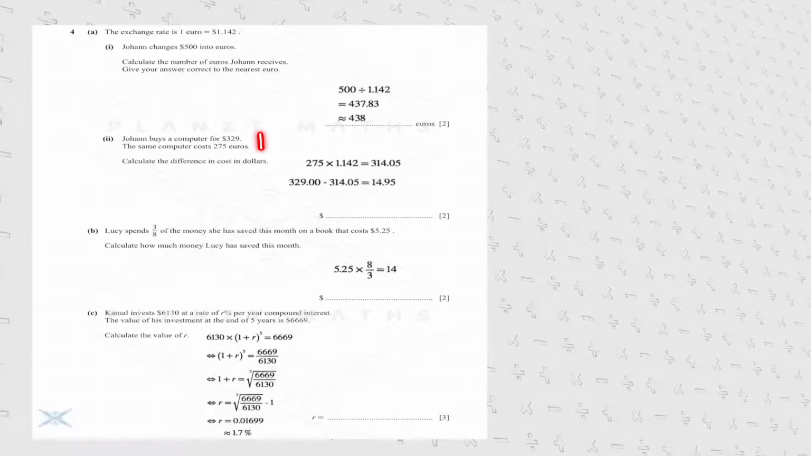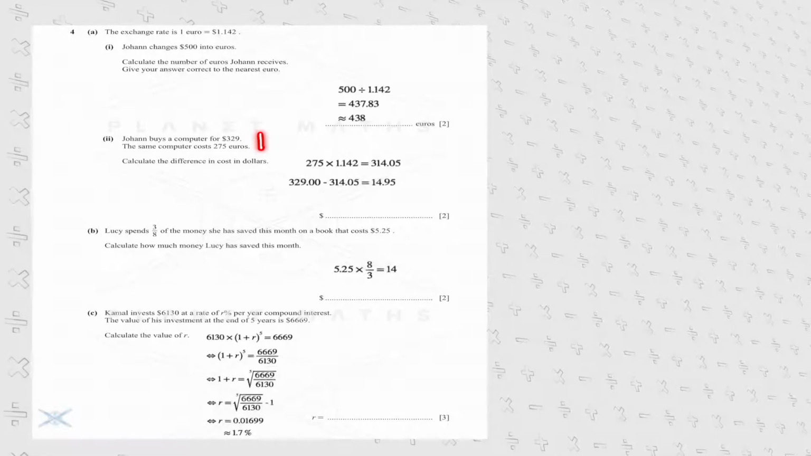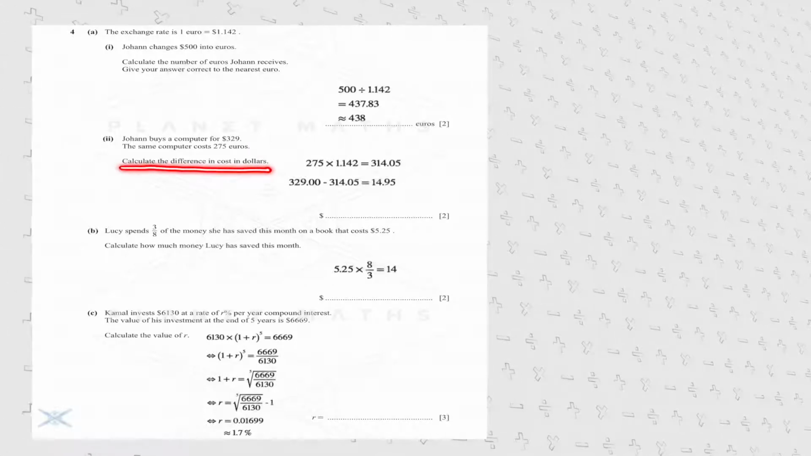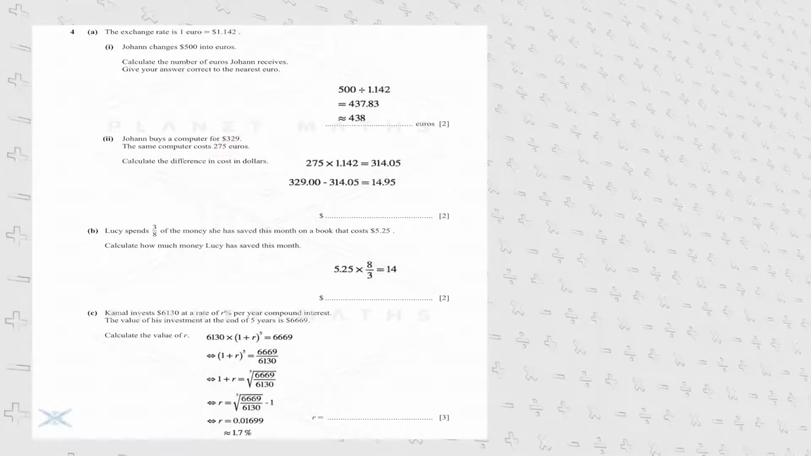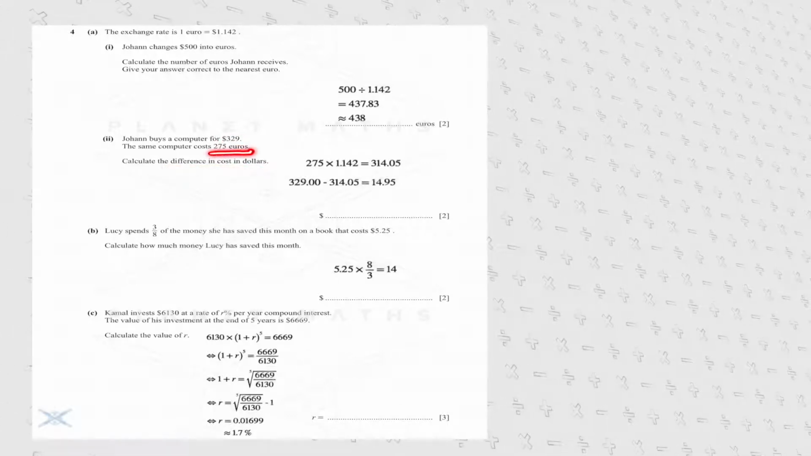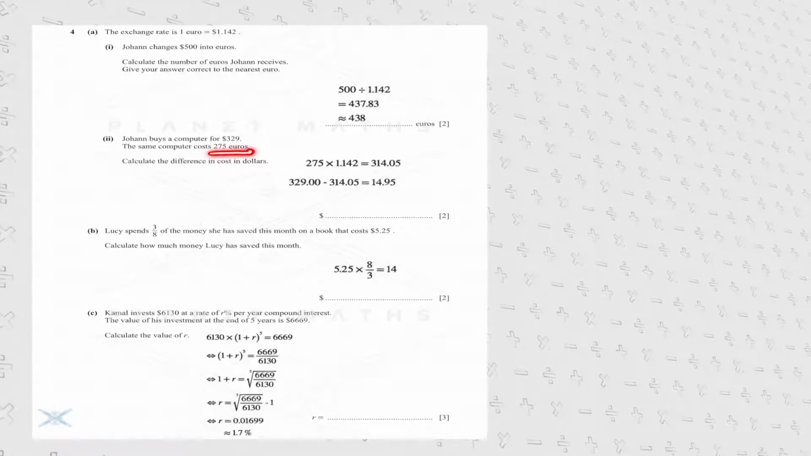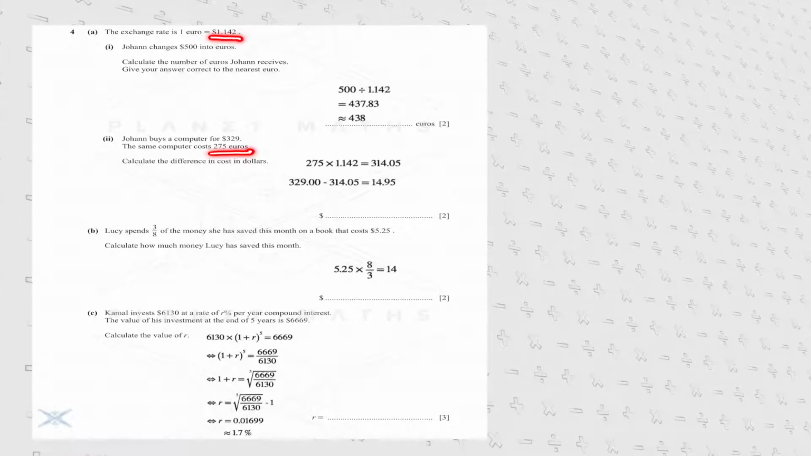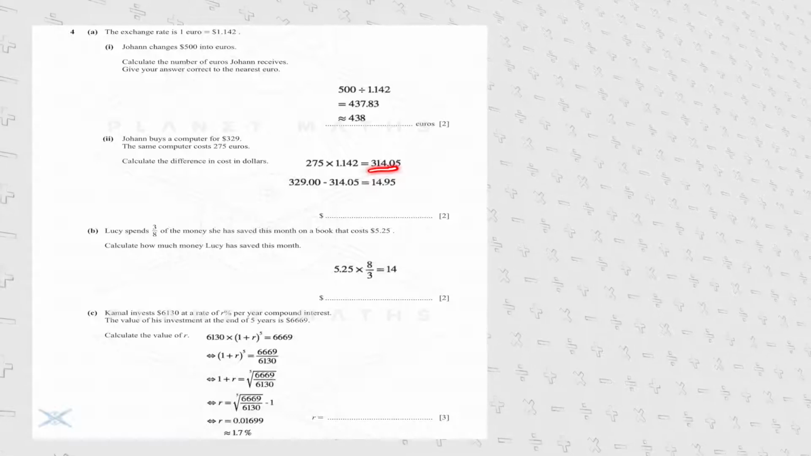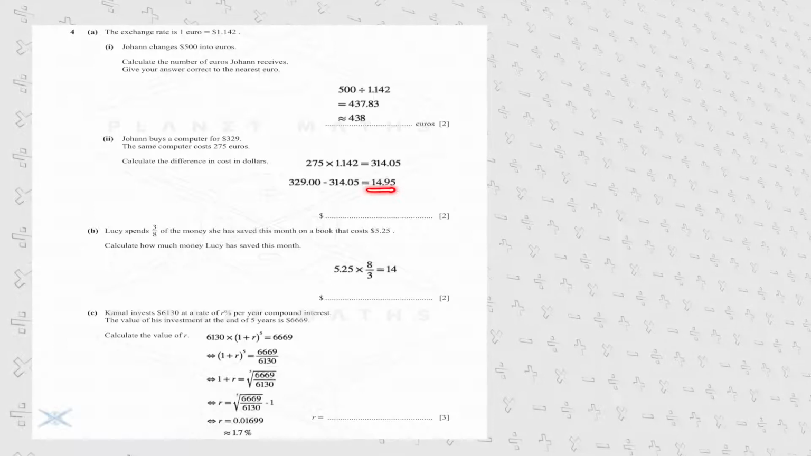In part 2, it's stated that Johan buys a computer for $329 and that the same computer costs 275 euros. We're supposed to calculate the difference in cost in dollars. So to make those two values comparable, and since we're required to find the difference of the cost in US dollars, we will firstly have to convert the value of 275 euros into dollars, and this is performed by multiplying this by 1.142. So now both of the prices are in dollars, and in a final step, to find the difference, we simply subtract the lower price from the higher price, which gives $14.95.